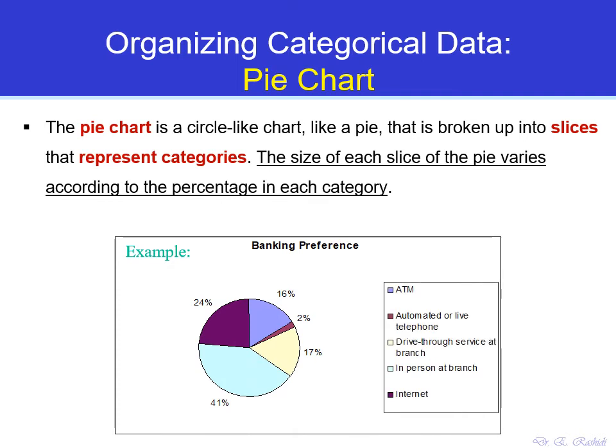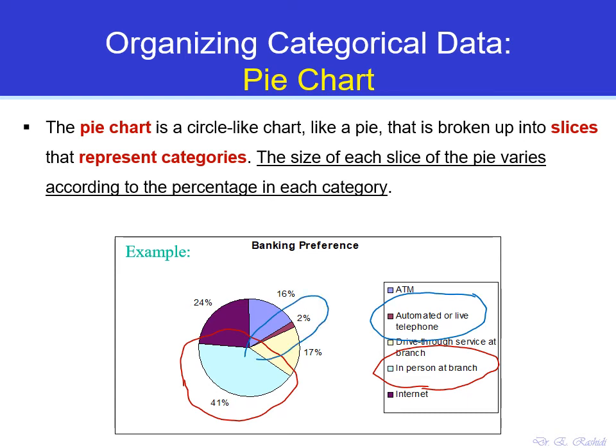So this is a pie chart for different services of this bank. If you remember, the in-person at a branch service category was the most popular one, which is represented by this slice of the pie chart, the largest slice. On the other hand, the automated or live telephone service category was the least popular service type, which is represented by this smallest tiny slice of the pie chart here. So this is a pie chart.